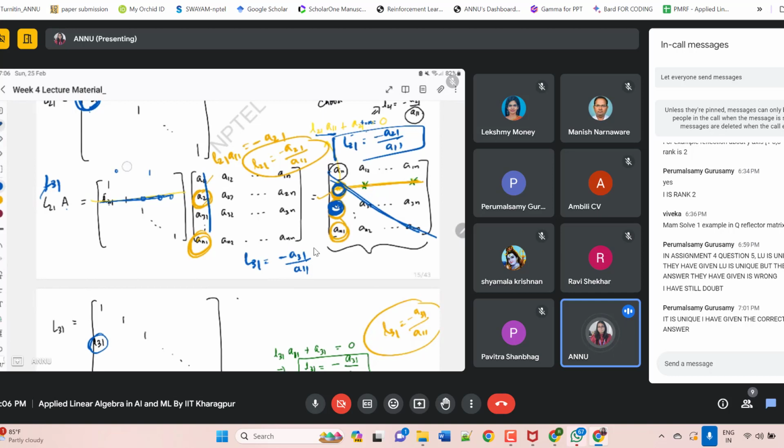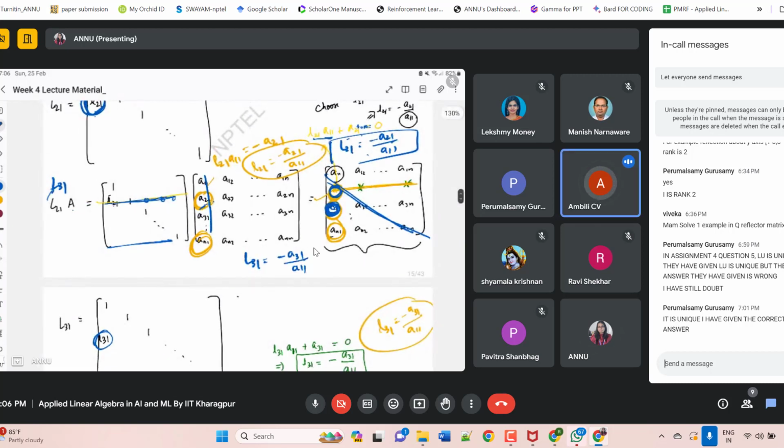These things are values, right? So if you multiply, you get L21 times A11 plus A21. This is A21, and you want to make it 0. This is A31. So choosing this particular value of L21 will make this A21 entry 0. The rest of the values of this L matrix are the same as the identity. Okay, ma'am. Okay, clear.